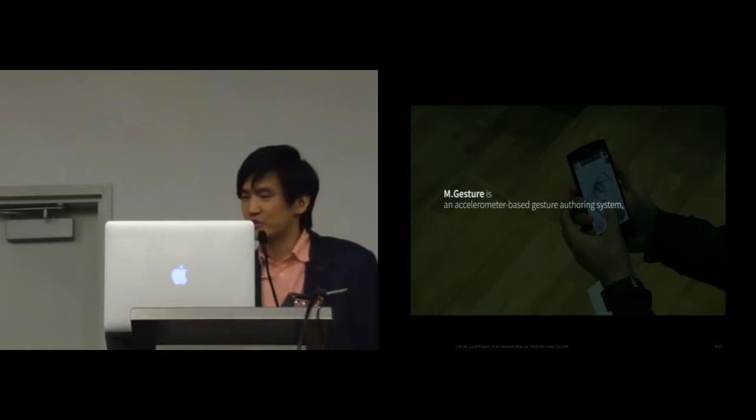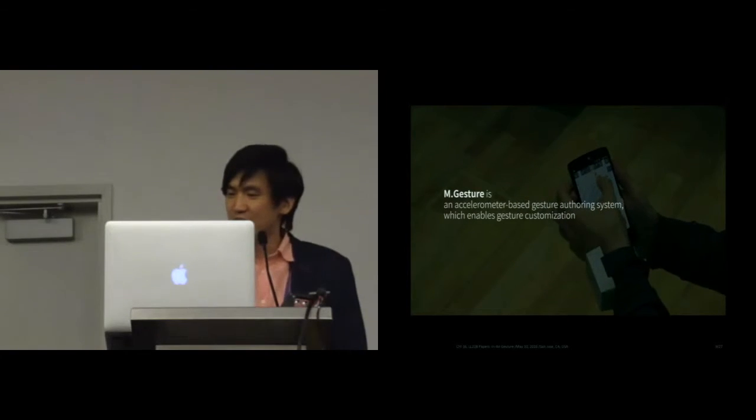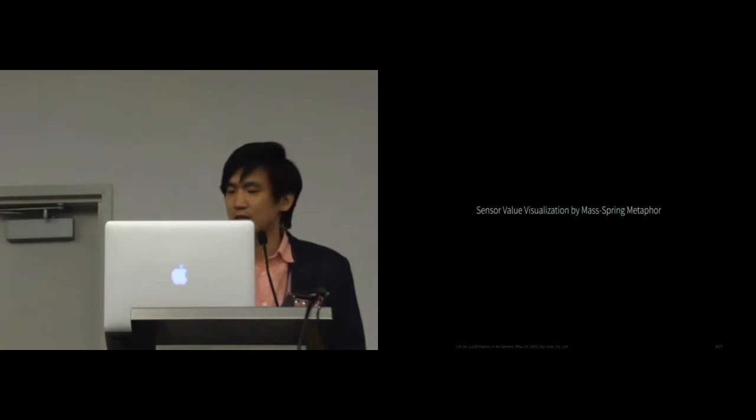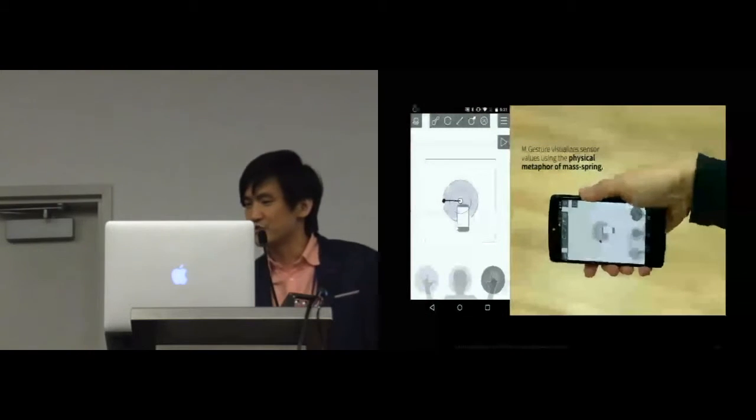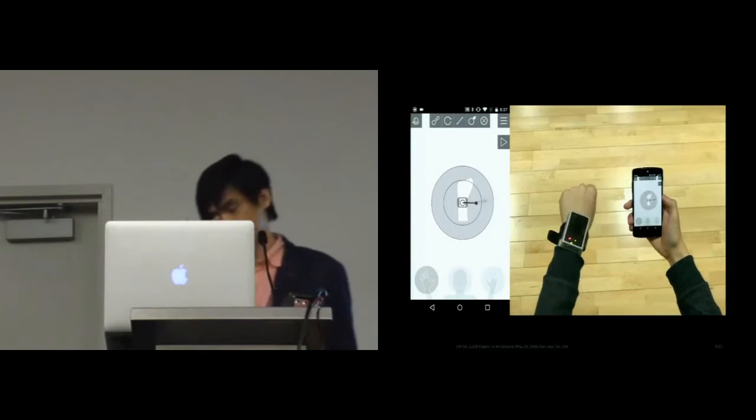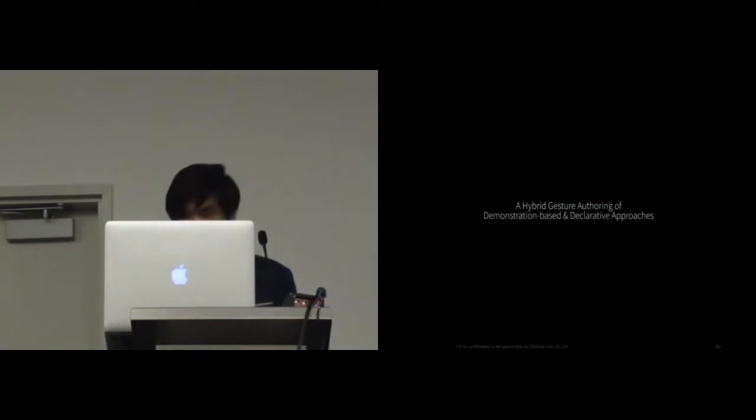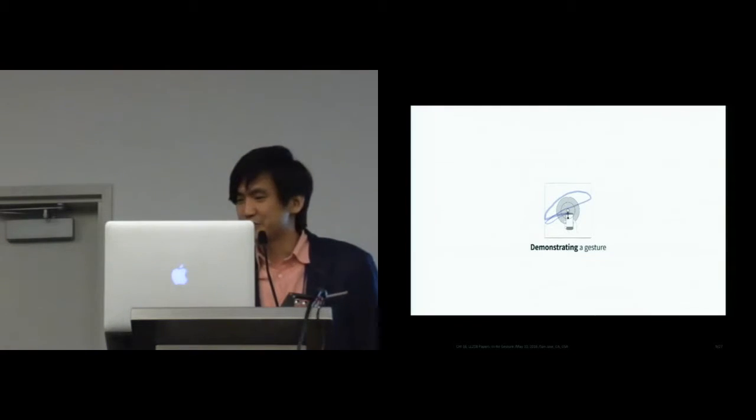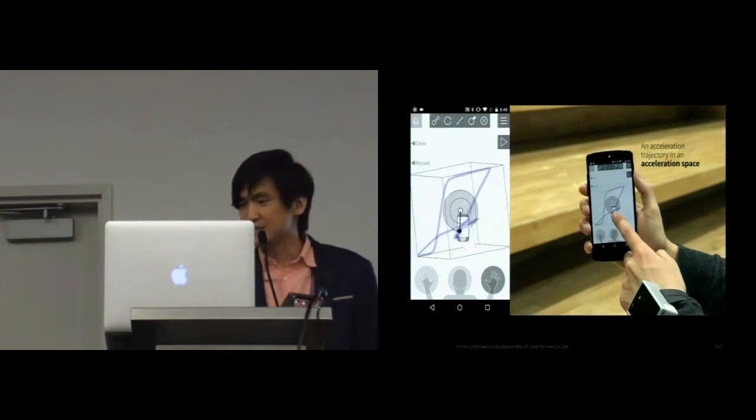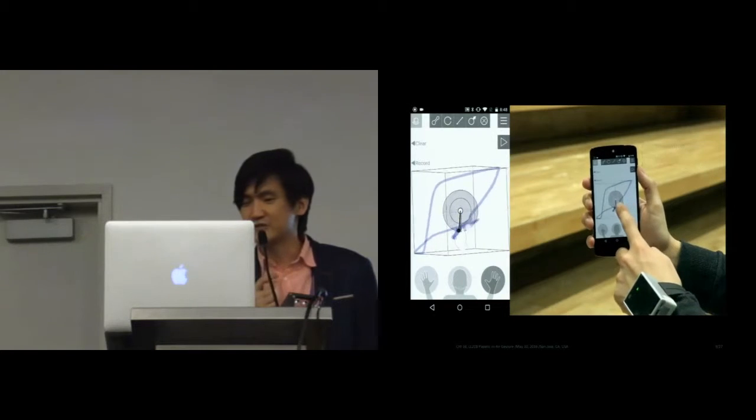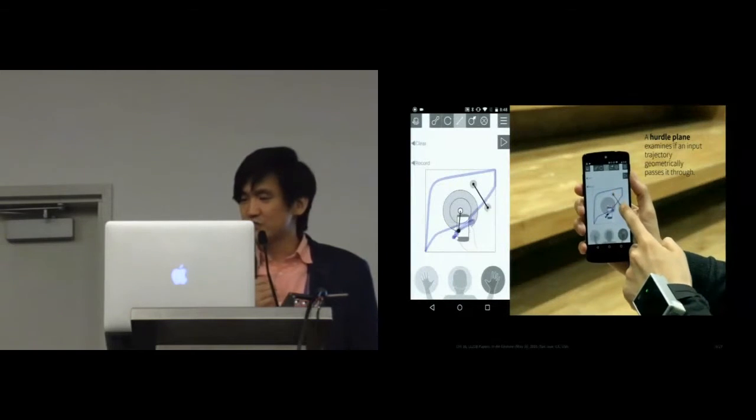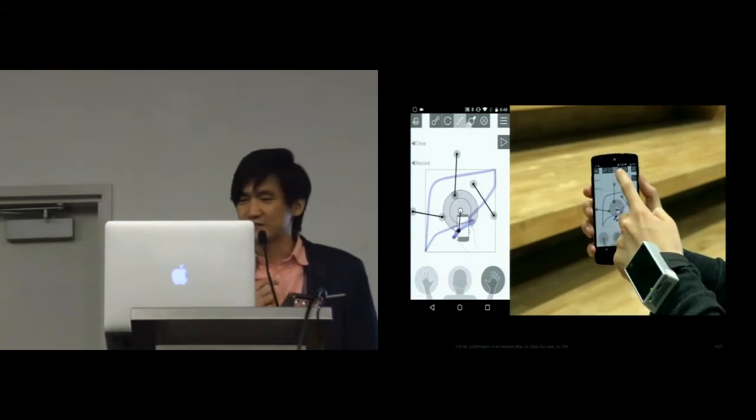We present M.Gesture, a gesture authoring application using the accelerometer values of diverse combinations of mobile devices. The accelerometer values are visualized with the physical metaphor of a mass spring. A gesture is defined by demonstration and declaration. The sensor value trajectory is visualized in 3D space. Then the user declares the gesture trajectory using a graphical gesture authoring scheme.